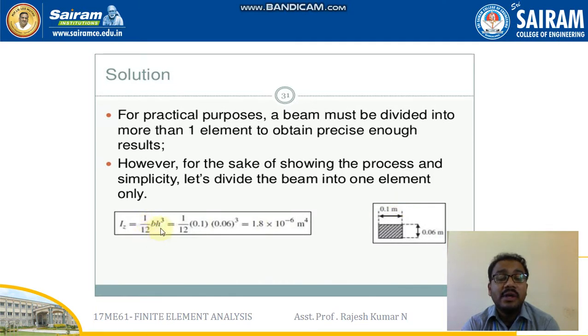So 1 by 12 BH cube for the rectangle cross section. I know what B and H are, which are very clearly given in the given data. I'll be substituting B and H. In case of a square cross section, of course, both B and H remain the same. So 0.1 and 0.06 whole cube.